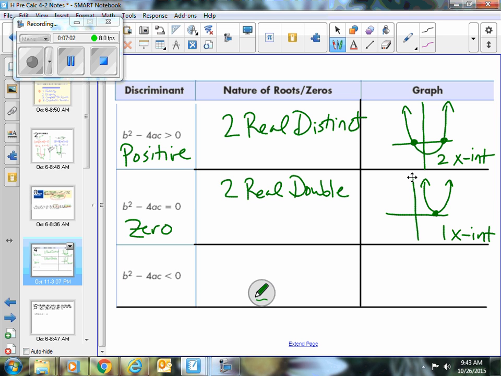All right, then the last version is what happens if the discriminant, that number underneath, is negative. Well, can you take the square root of a negative and get a real number answer? No. So you're going to have 2 imaginary solutions.